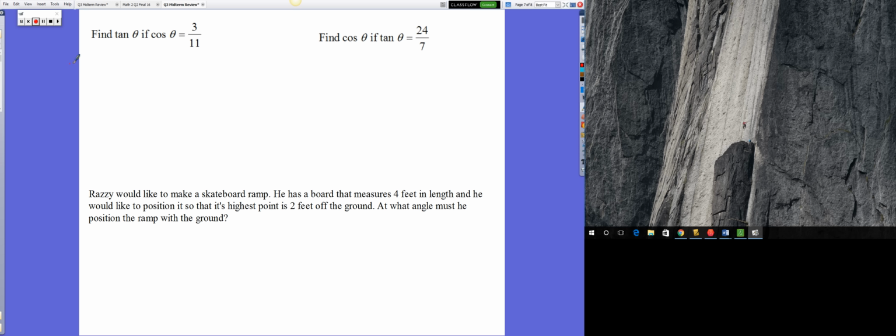Trig, you gotta draw your own picture again. Find the tangent of theta if the cosine of theta is 3 over 11. Okay, cosine. This is adjacent over hypotenuse.